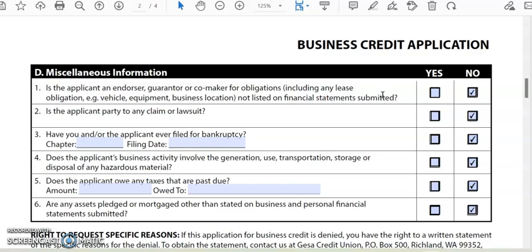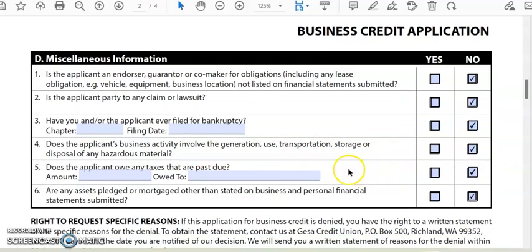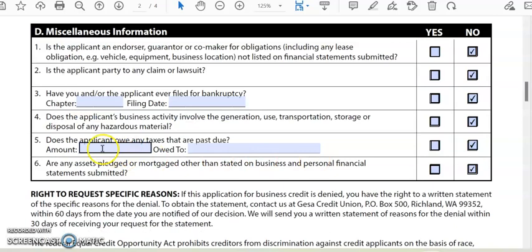Is the applicant party to a claim or lawsuit? Do you have any lawsuits going on right now? Yes or no. Have you ever filed for bankruptcy? What's its chapter and its filing date? If not, hit no. Does the applicant's business activity involve the generation, use, transportation, or storage of hazardous material? Answer yes or no. Does the applicant owe any taxes that are currently past due? You can put in the dollar amount and who it's owed to. We will ask a little bit more information on that when we get the application.